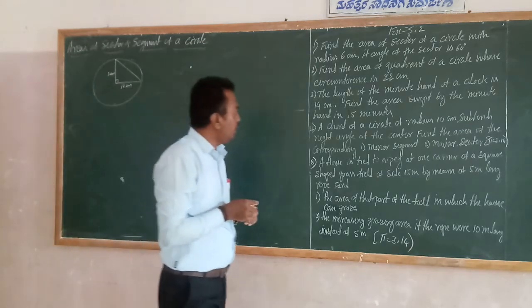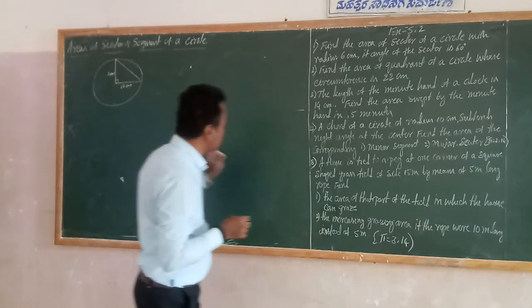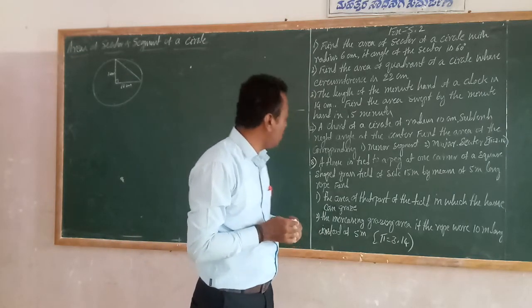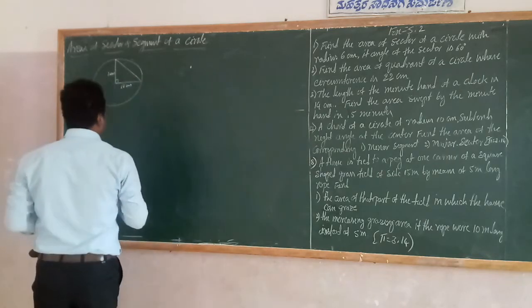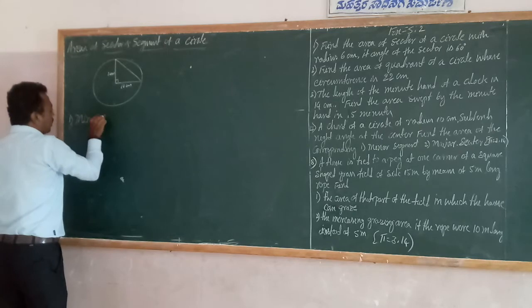Okay. Find the chord of a circle of the radius 10 cm, subtended right angles at the center. Okay, this is 90 degree. Right angles means 90 degree. Find the areas of the corresponding minor segment. First one is minor segment.